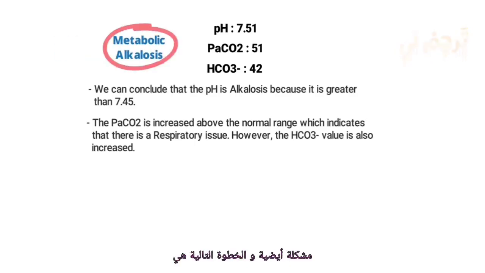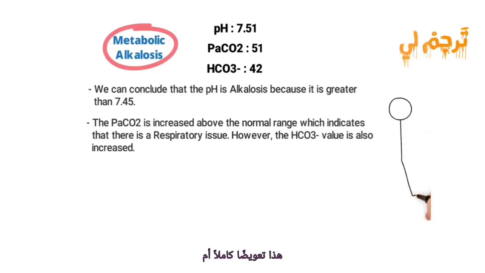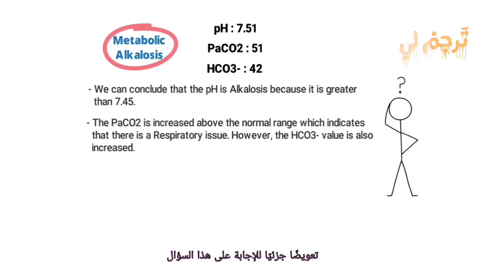Since we have a metabolic problem, the next step is to look at the respiratory system. In this case, we see that the carbon dioxide is elevated above the normal range, which tells us that there is some compensation going on. Now we need to determine if this is a full compensation or a partial compensation. To answer this question, we need to look back at the pH.